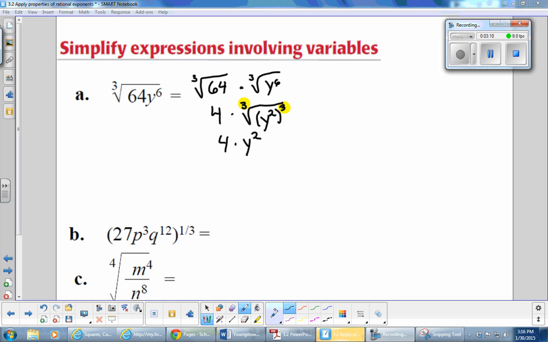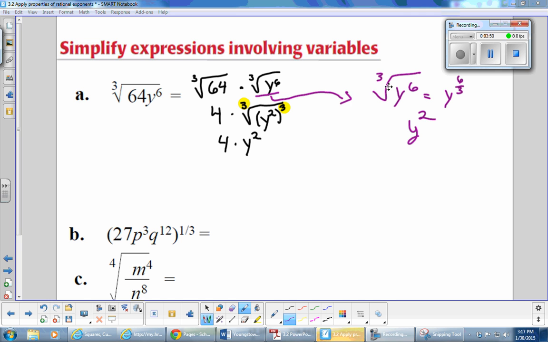Now, plan B. This is the way I like to look at it, and you can do it either way. I don't really care, okay? If I have the cube root of y to the sixth power, I like to just say, okay, 3 goes into 6 how many times? Twice, right? You divide 6 by 3. Or if you were to switch it over to exponential form, it would be y to the 6 over 3, which is just y squared, right?